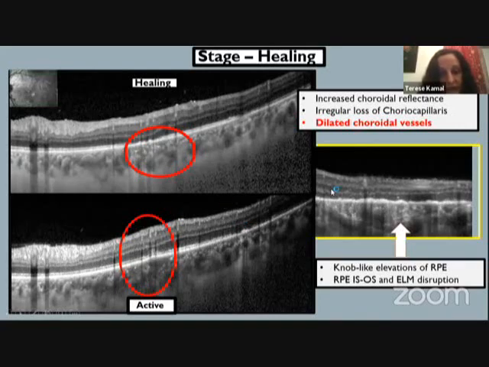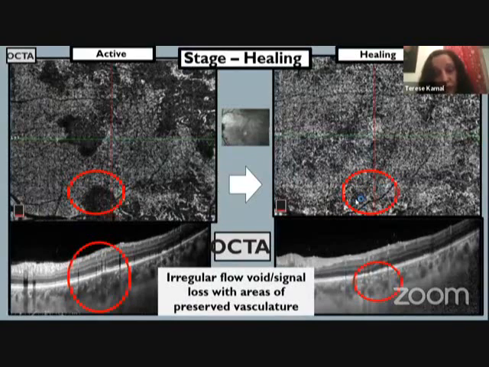By OCTA, this patient, this is the healing stage. We can see they show irregular flow void signals. This could be due to revascularization or due to the preserved underlying choroid. I believe it's starting to show the underlying choroid because the choriocapillaris actually has attenuated. And we can see the comparison by OCT.